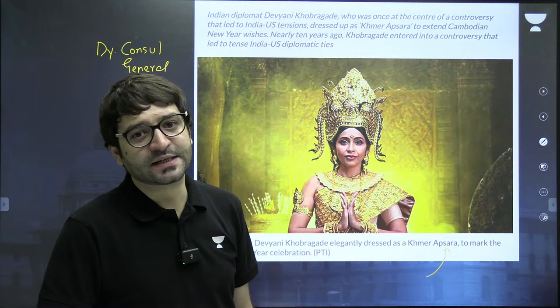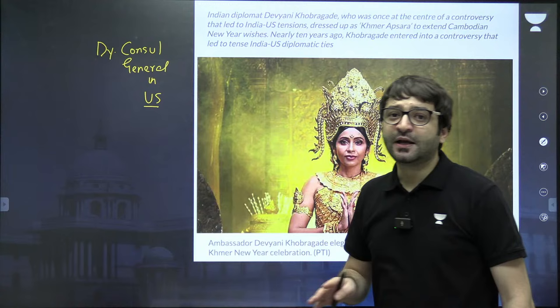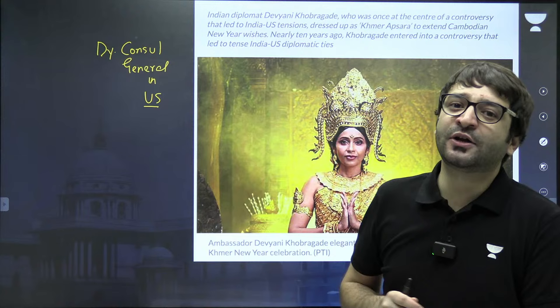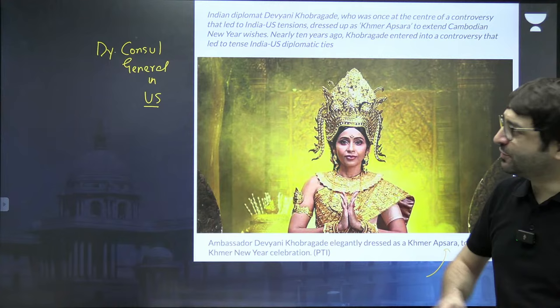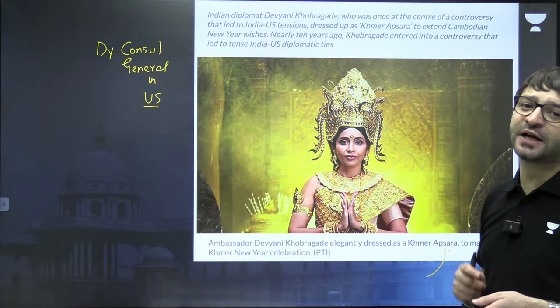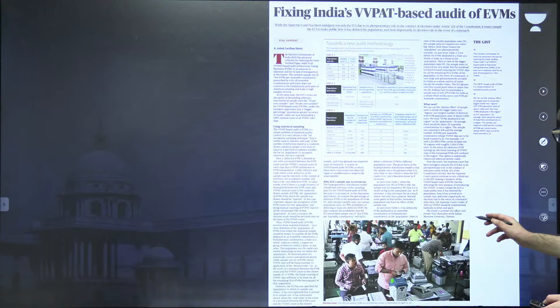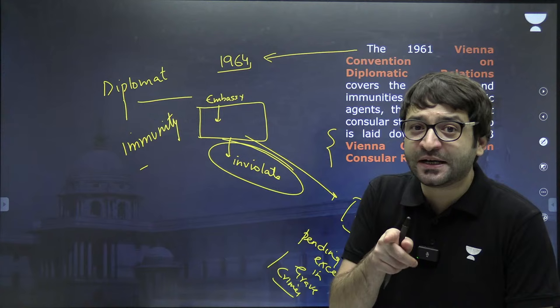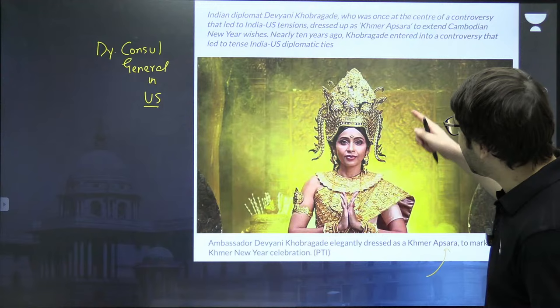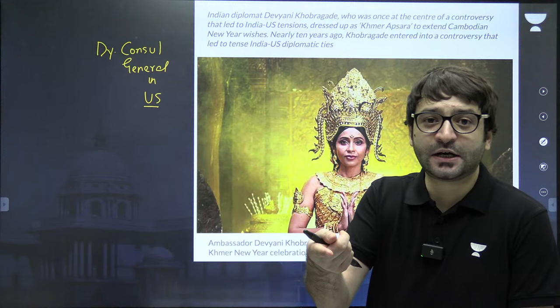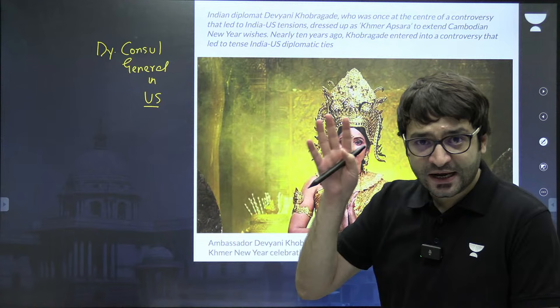The United States said no, she does not enjoy immunity. Why? Because Devyani Khobragade was not the ambassador in an embassy in the United States. She was posted at a consulate. She was Deputy Consul General at an Indian consulate in the United States. So maximum, she can get protection under the Vienna Convention on Consular Relations, which means she may not be arrested pending trial except in grave crimes. And the United States said what Devyani Khobragade has done, she has committed a grave crime by giving misleading statements to the authorities, by committing visa fraud. And she was arrested, strip searched, and kept in prison with drug addicts.